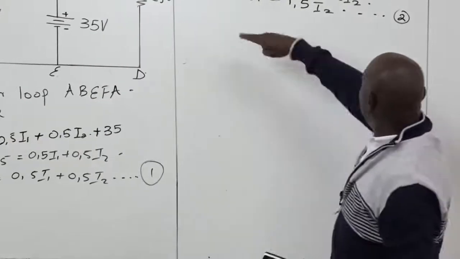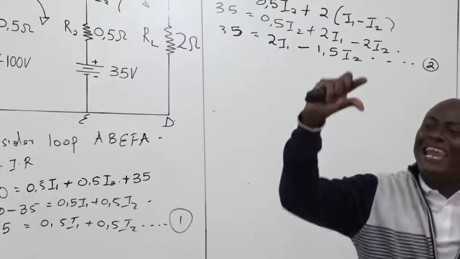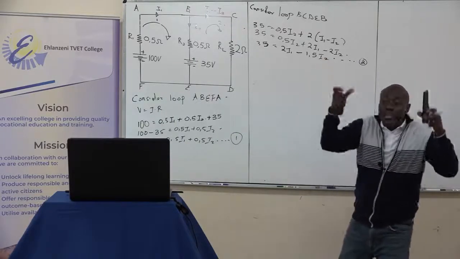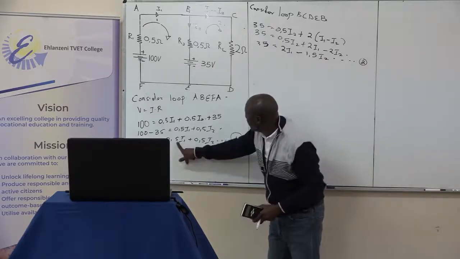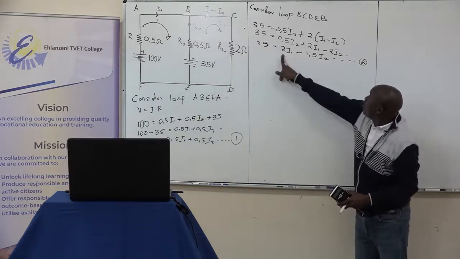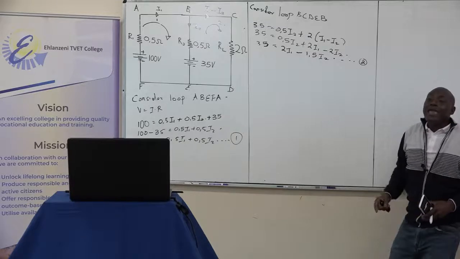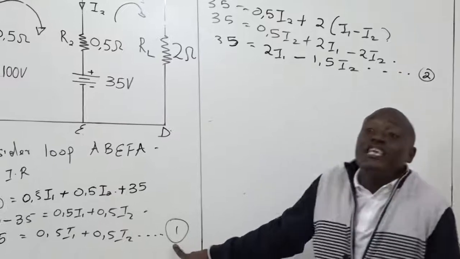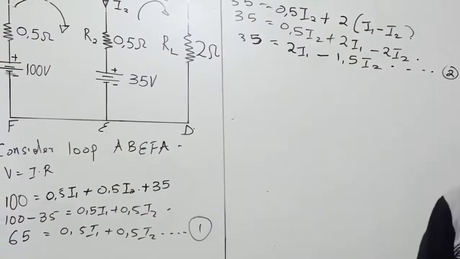Now, looking at the two equations, usually the equation that has the lesser values on your variables is the one that you're going to balance. In equation 1, I'm having 0.5 in I1 and 0.5 in I2. In equation 2, I'm having 2 for I1 and 1.5 in I2. It means that I2 has the higher value of the variable, so I must go and balance equation 1 there. So what I'm going to do is choose the numbers from the natural numbers.